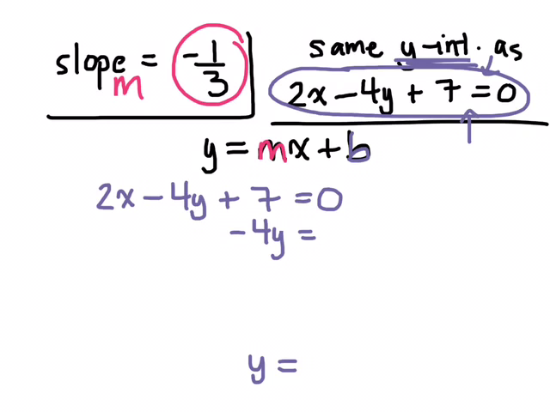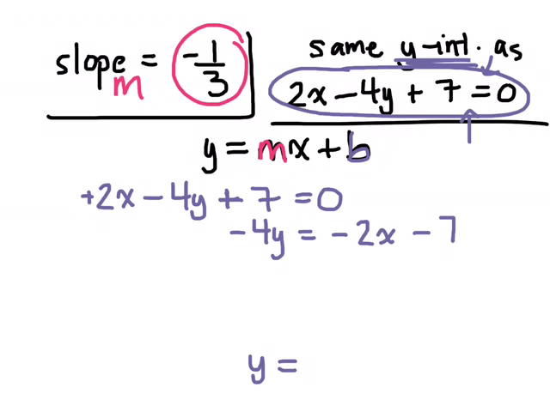Okay, how did you get negative 2x? Good. Positive on the left side, so it becomes negative 2x. And what happens to the plus 7? It becomes negative 7. I also need to put that on the right side of the equation. Am I done? Did I isolate y? Can I say, oh, the y-intercept's negative 7? No, because it's not in slope-intercept form.